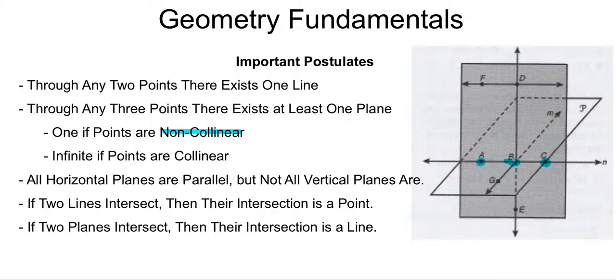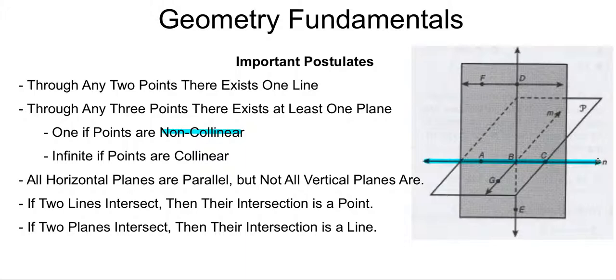If 2 lines intersect, they intersect in a point. So for example, line DE and line AC intersect at point B. And if 2 planes intersect, then their intersection is going to be a line. Plane FDE and plane P, they're going to intersect at this line right here, line N or line AC. Just like if you look at the room you're in, if you look at the corner where those 2 walls, which are vertical planes, intersect, that corner of the room forms a line.